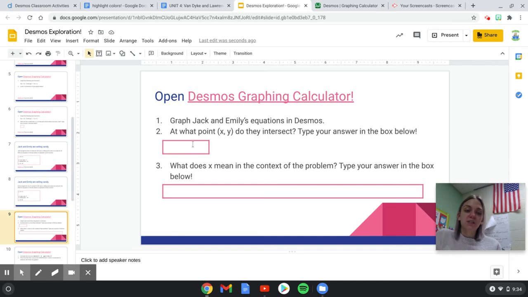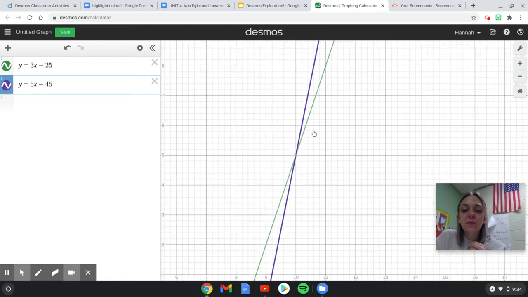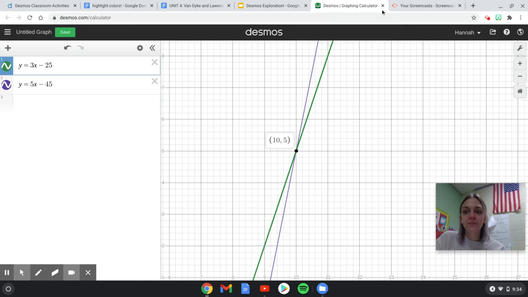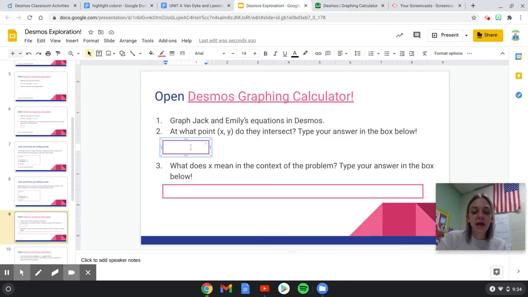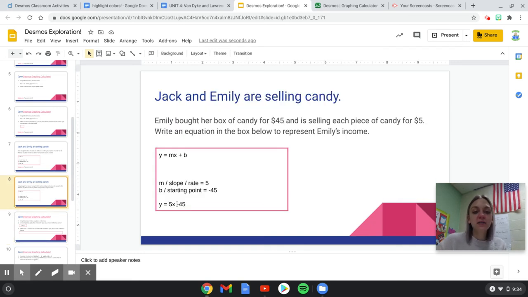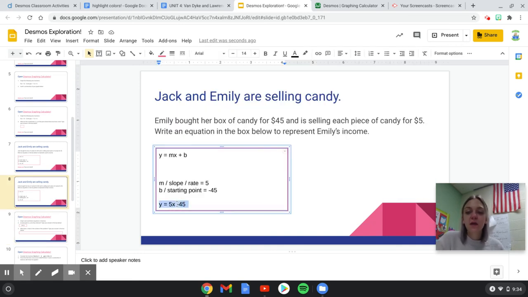So this next question, number 2, is asking, at what point do these graphs intersect? Well, if you zoom in, we found that they intersect at the point (10, 5). So I'll type that in the box below, (10, 5). And question 3 is asking, what does x mean in the context of this problem? So I'm going to go back and I'm just going to look at Emily's equation here to figure out what x means. x is going to mean the same thing for Jack and the same thing for Emily.